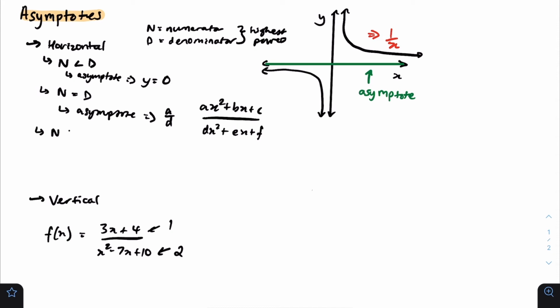And if the numerator's degree is greater than the denominator's, then the horizontal asymptote does not exist.